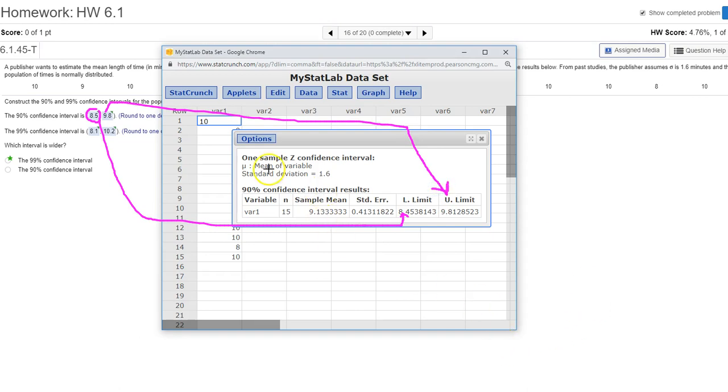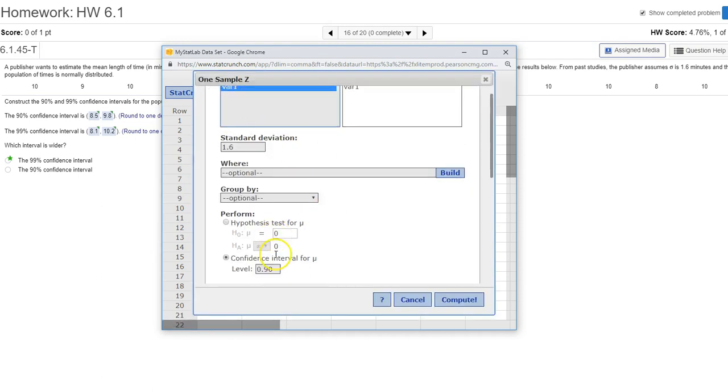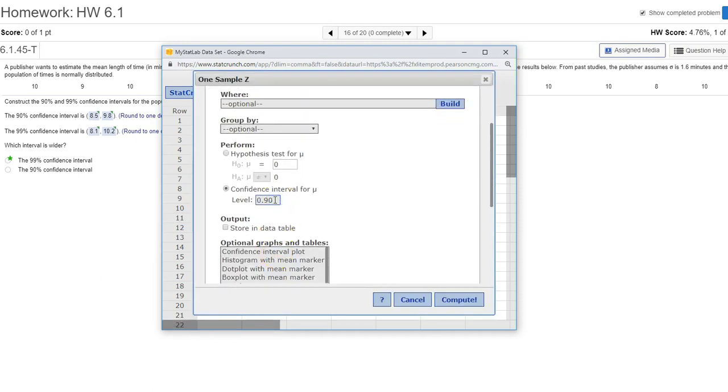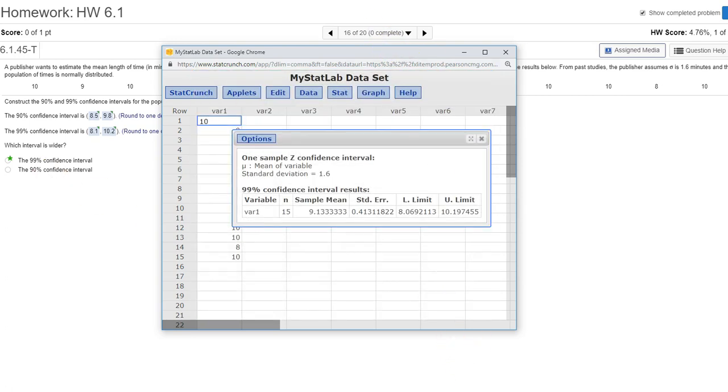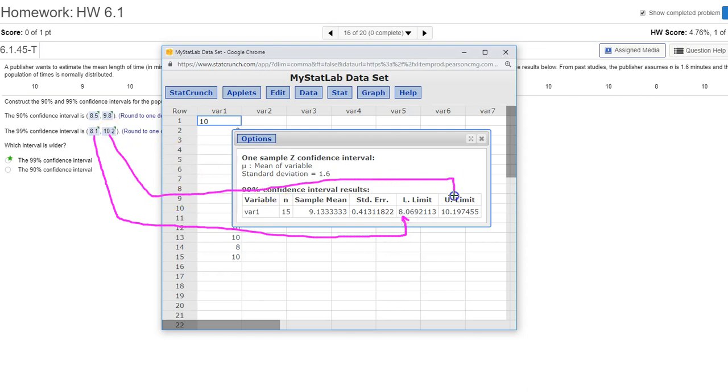Okay, and you would do the same thing for the lower limit and upper limit of 99% confidence interval. So I'm going to go ahead and show that to you. Edit, I'm simply going to change the confidence interval to 99 and compute. There you go. I have 8.1 rounding off, 10.2 rounding off. Okay, and the next question they ask is which one's wider?